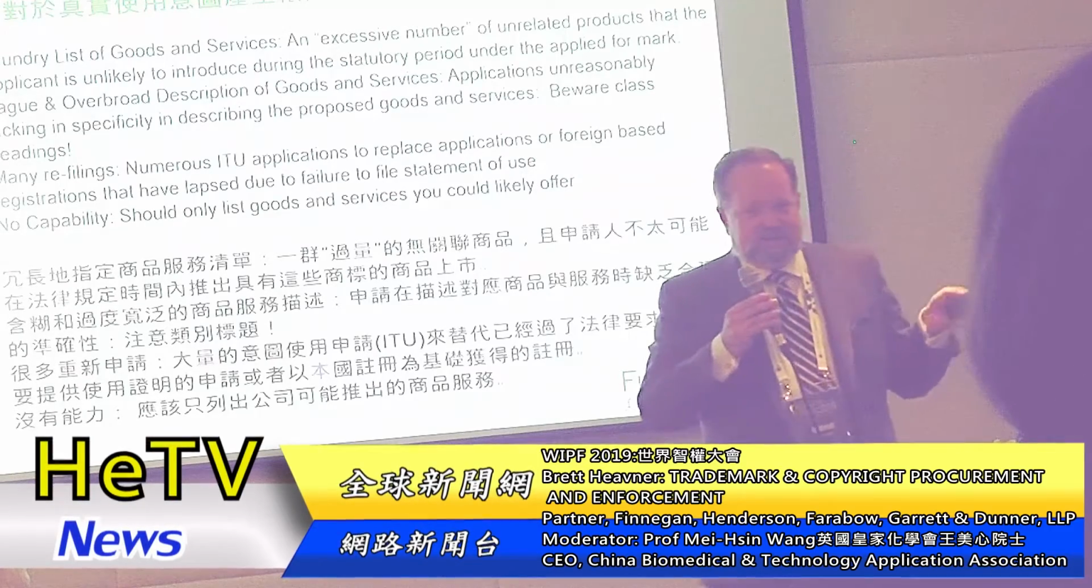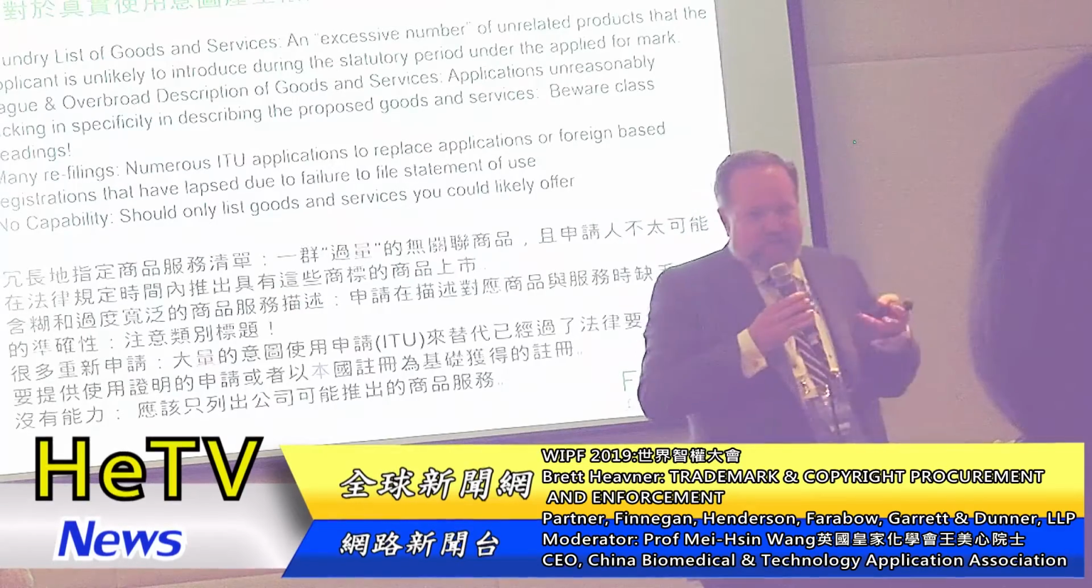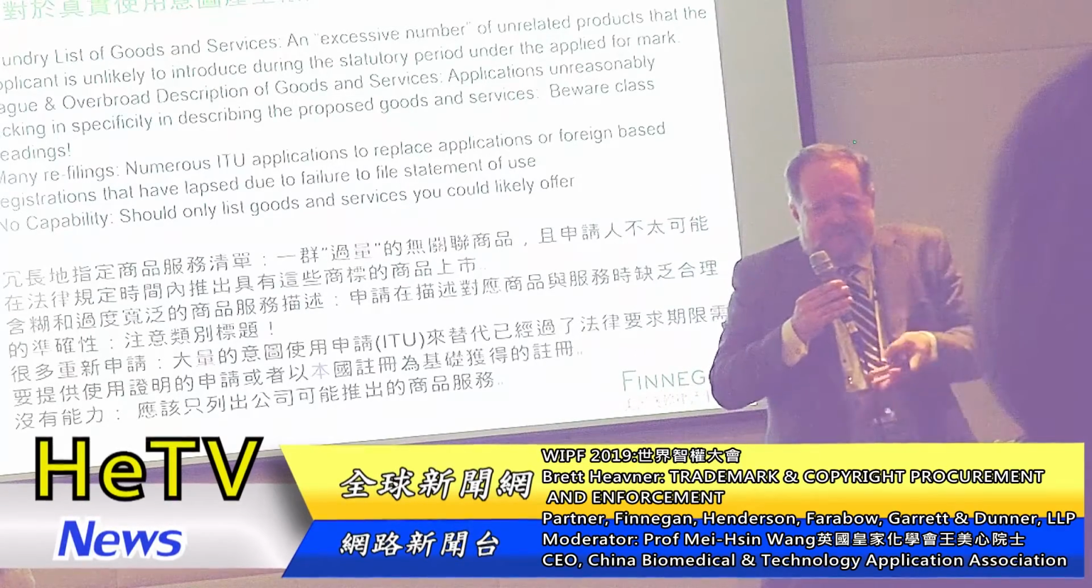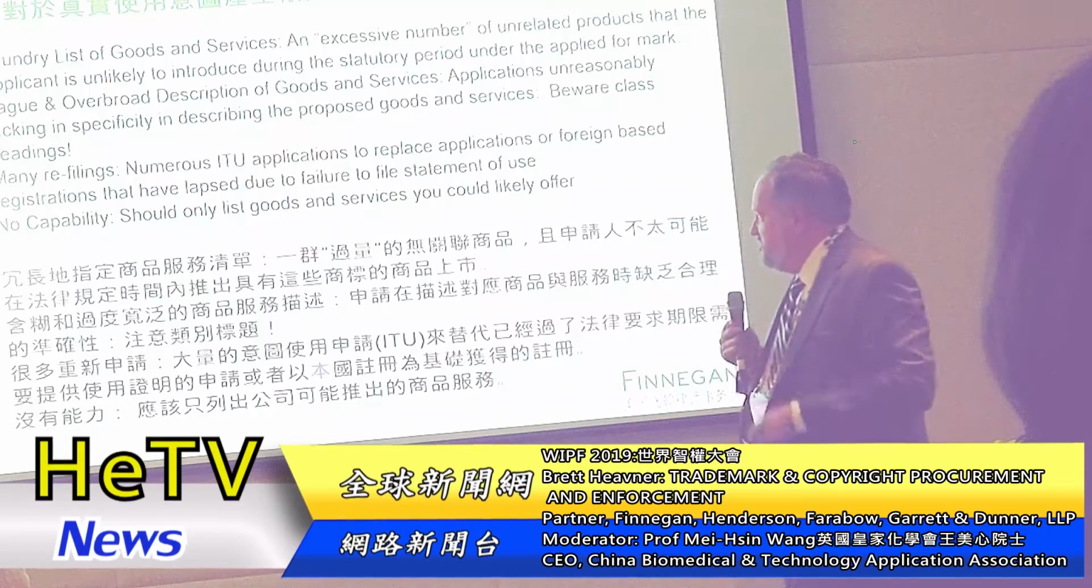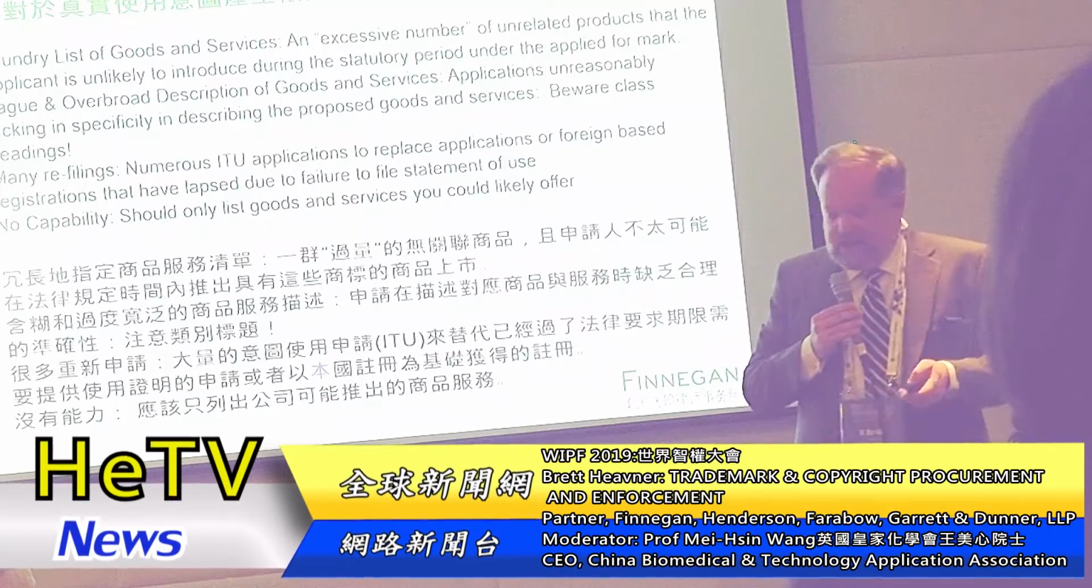Or class headings. My particular favorite is class 9 headings, you know, navigational equipment. You find out they make eyeglasses, but why do they have navigational equipment in there? So you can use those sorts of things to support a lack of bona fide intention to use.